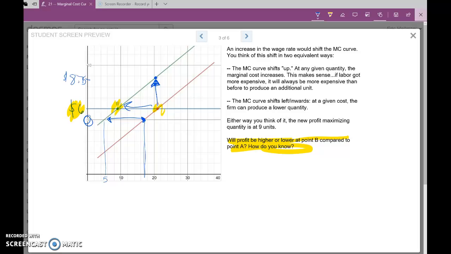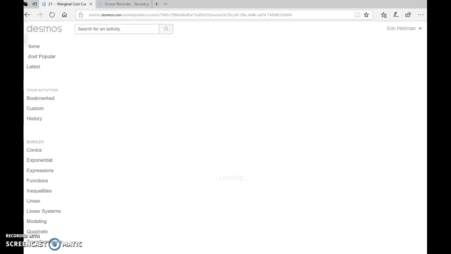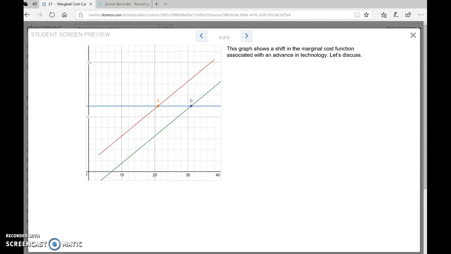So speaking of profit and shifts, let's take a look at this. What we're about to see is similar to what we did with consumer surplus on the demand side. We're not going to do that yet. We're going to do another example of this. So here we start with a marginal cost curve. It's the red line.